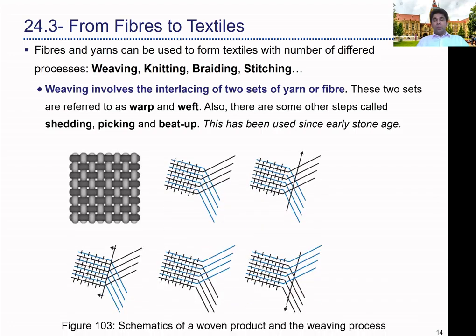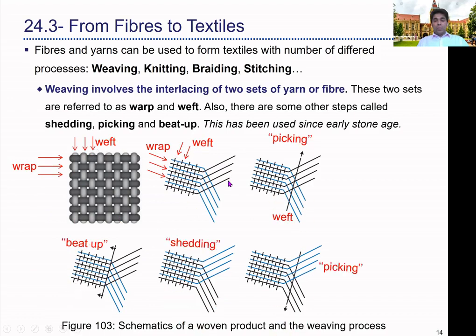Okay, if you look at the illustration here, which is figure 103 in your lecture notes, it shows how this process works. This is the product that we need, and this is how it is being made. We can recognize the warp fibers, these are the verticals. Look carefully now: the warp is in this direction.